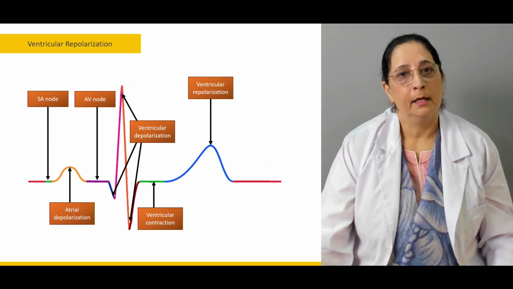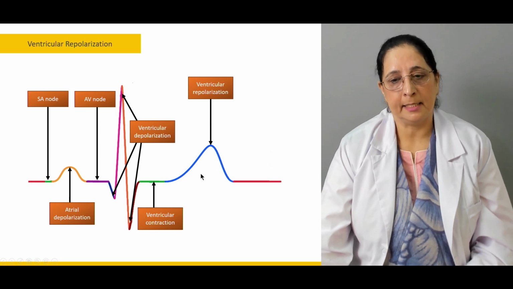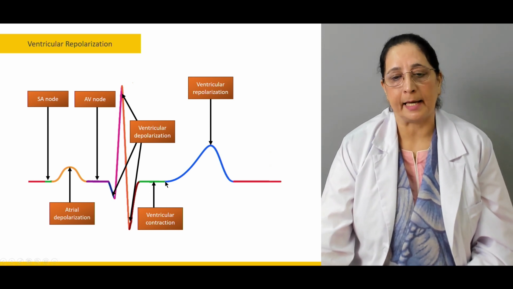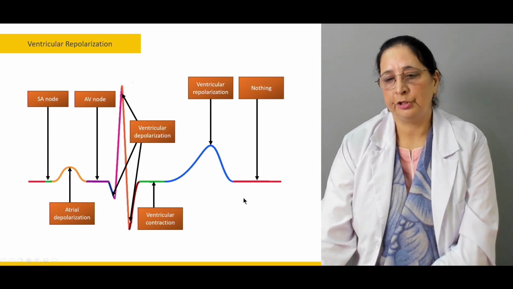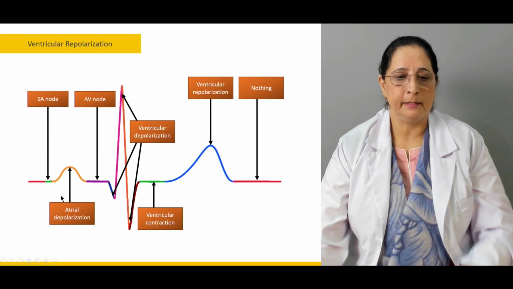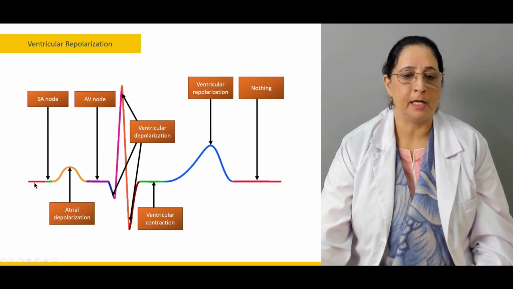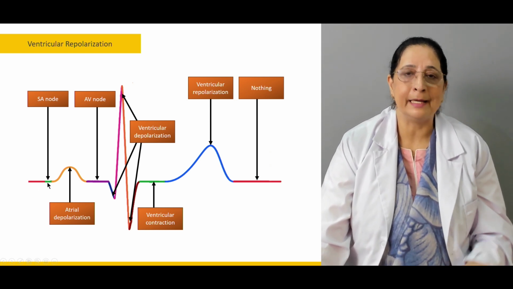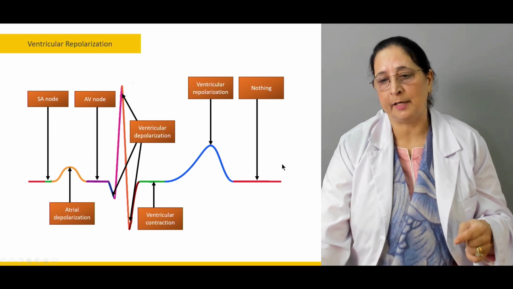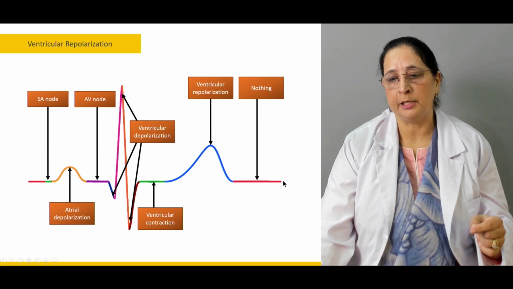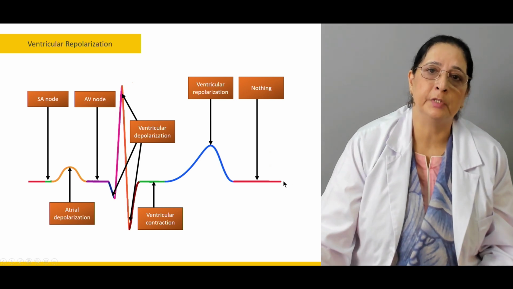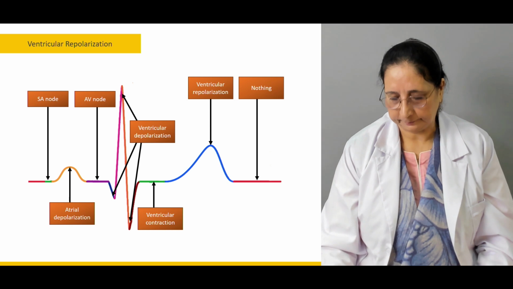So that's the cycle. This is one cardiac cycle. This is the portion where nothing is happening, and then this is the portion, as you see, where nothing is going on, and then again the impulse is generated, and then we get this green interval here, and that is due to the SA node.